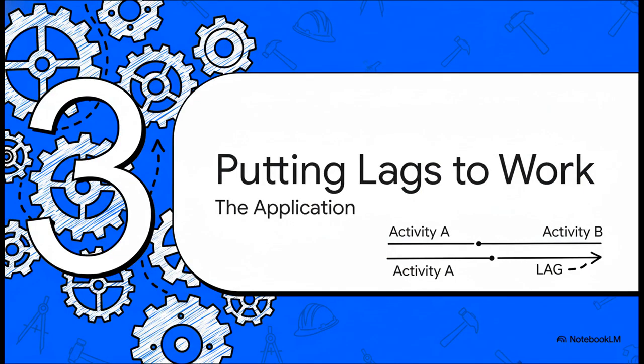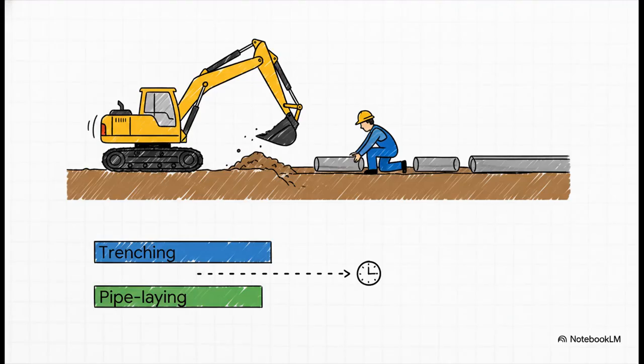So we've got the theory down. Let's jump into the application and see how this all builds into a best practice. Because knowing how to use lags is every bit as important as knowing what they are. So here's the crucial point. The most powerful and common way to use this is by combining a start-to-start relationship with a positive lag. This should be your go-to move for any overlapping workflow.